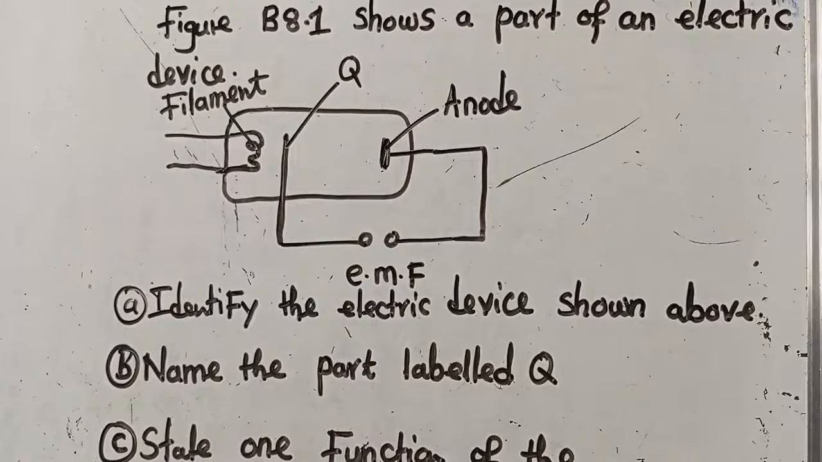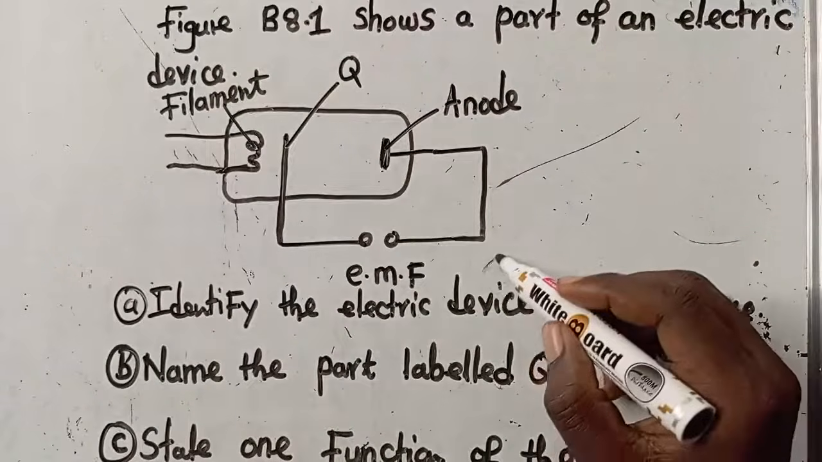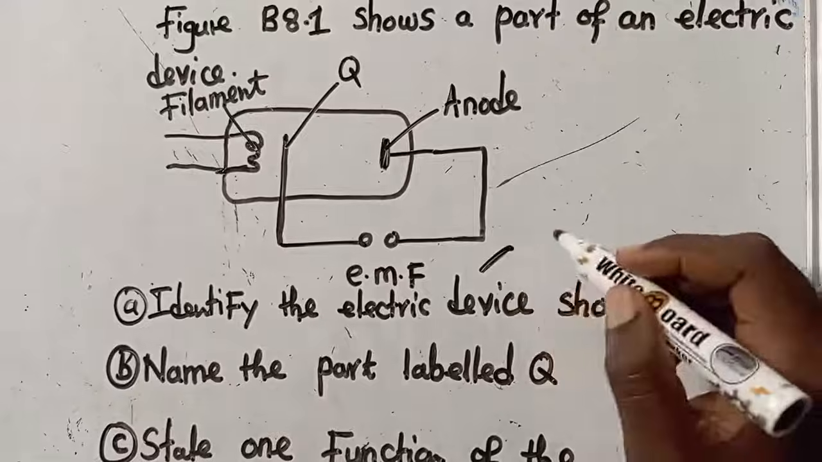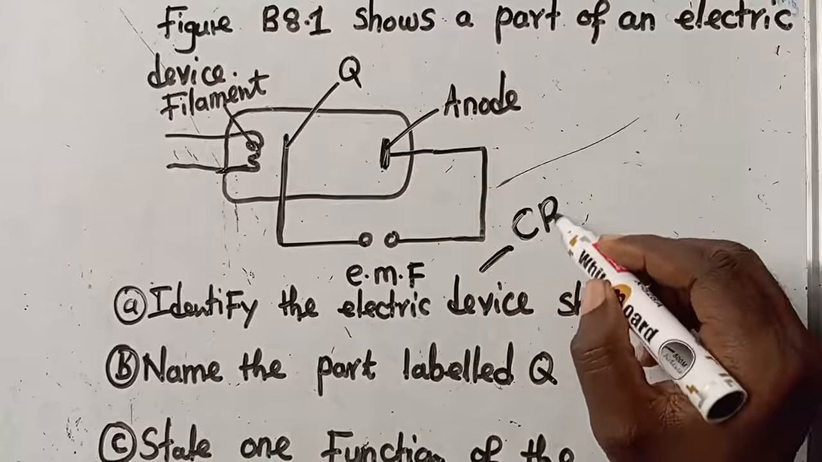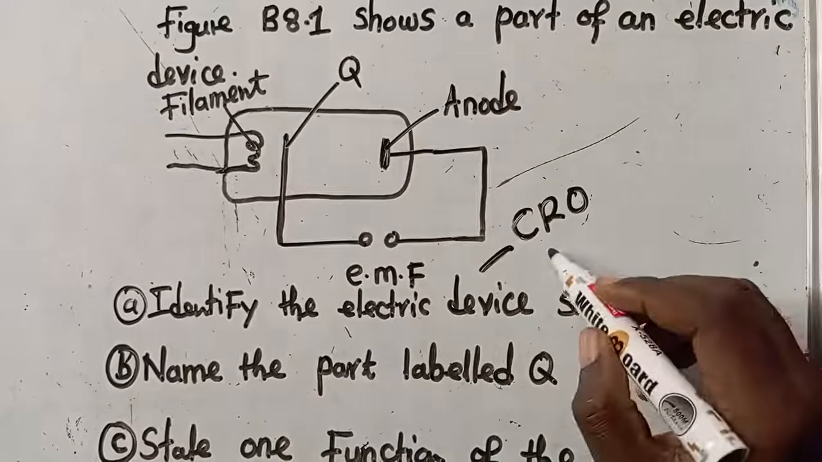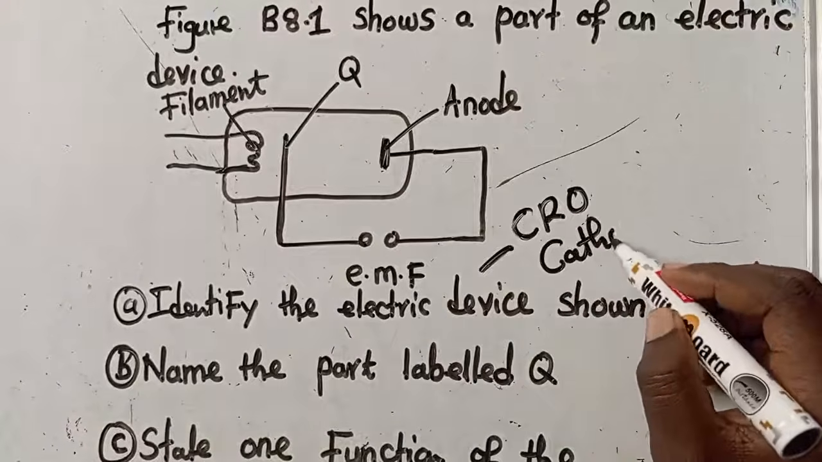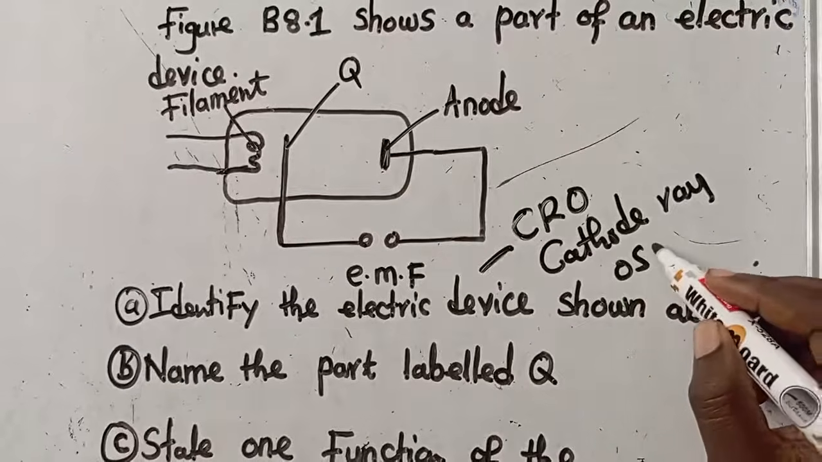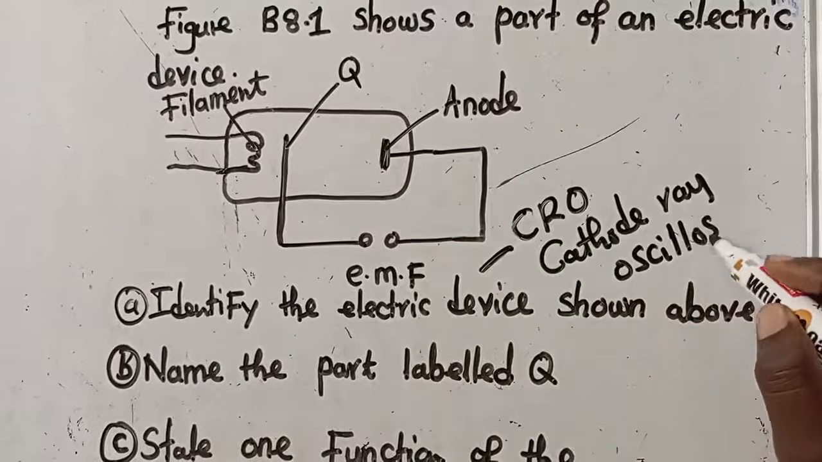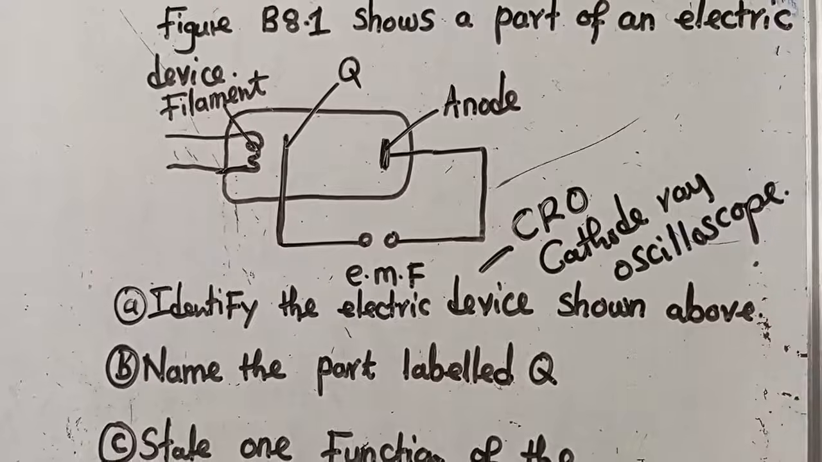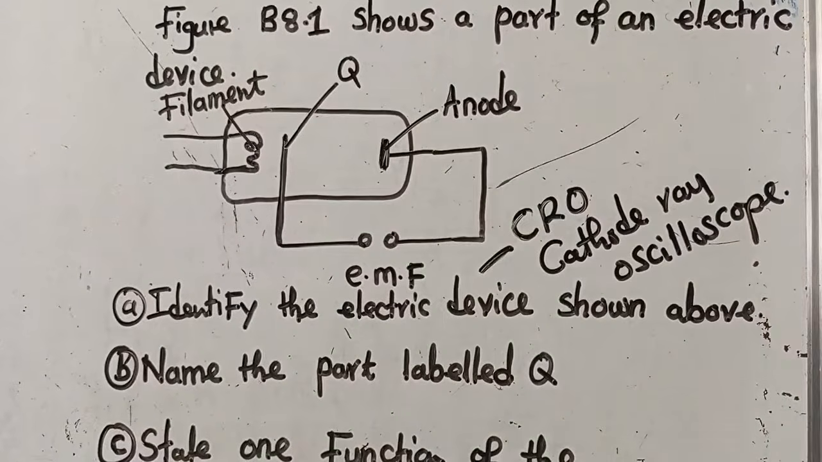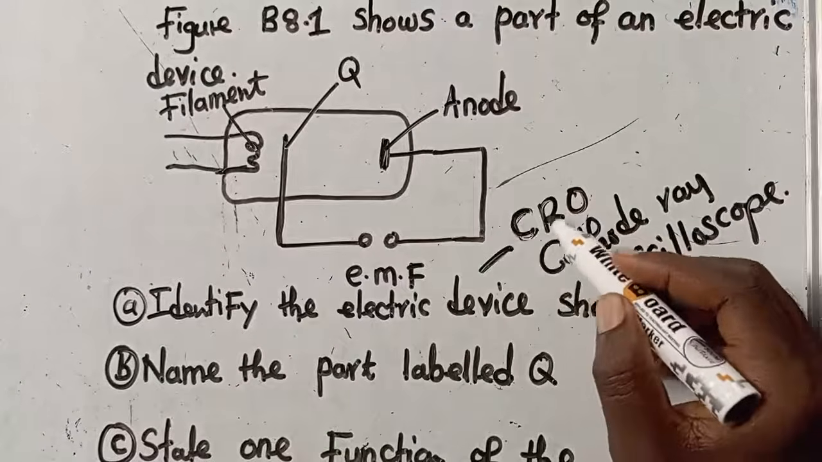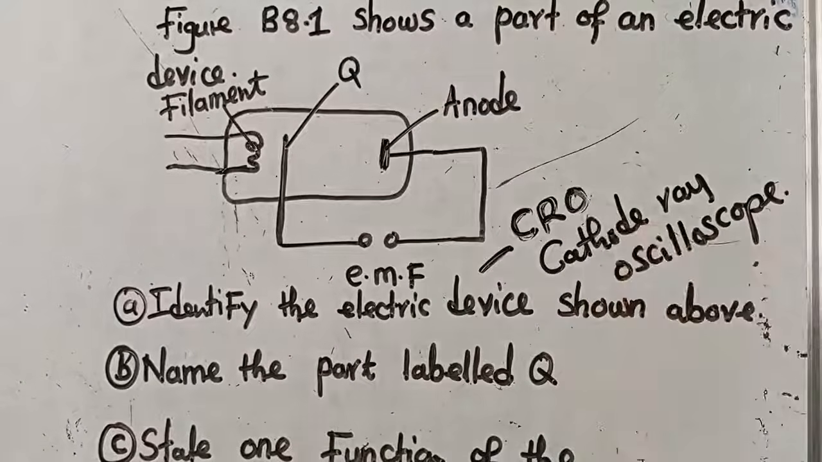So there are a few things that I want you to understand. First of all, this device is called a CRO, which is called a cathode ray oscilloscope. This is the name that is given to it. We get to call it the cathode ray oscilloscope, which is just called CRO. So this is the name of this device.